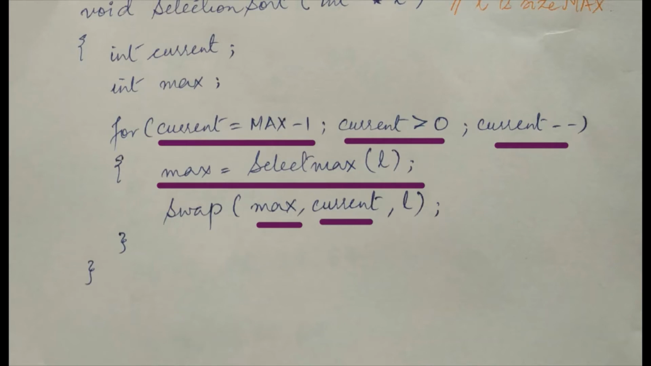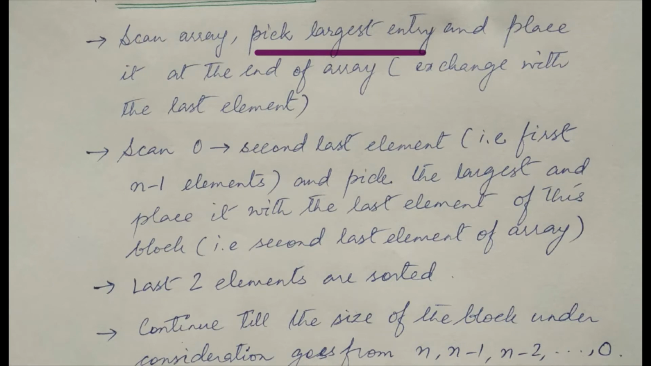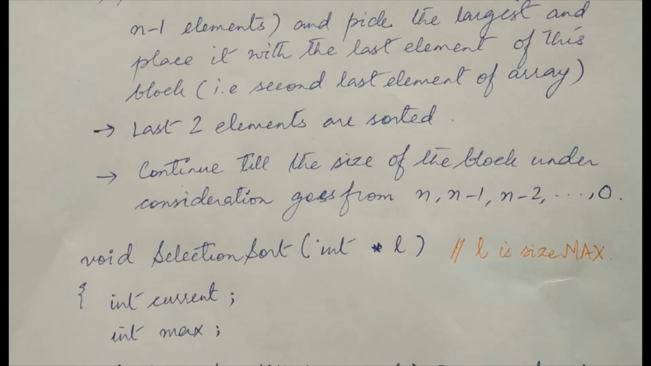Next time we have to leave out that element which we have just placed, so it will be max minus 2. So we'll scan from 0 to n minus 2, find the maximum, put it in n minus 2. Then we'll scan from 0 to n minus 3, find the maximum, put it in n minus 3. Now your limit is 0 to n minus 4, and so on. So scan 0 to the second last element, pick the largest, and place it at the last element of the block, which is the second last. Okay, and you will continue.